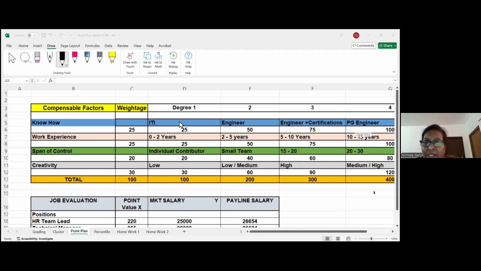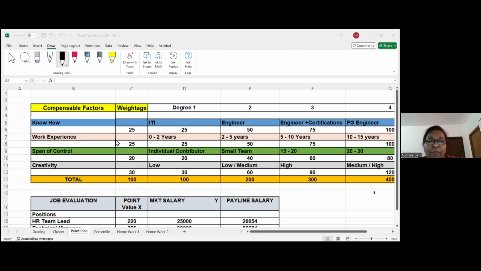Is there a difference in the definitions of all these 4 degrees? Yes. Work experience, 0 to 2. I'm sorry, it should be here 3 to 5. Then 6 to 10, then 11 to 15. There should not be any overlap because it is all about points. Because then there will be a duplication of points, so you will get it wrong. Span of control: individual, small team, 15, 20, 20, 30. Likewise, creativity.